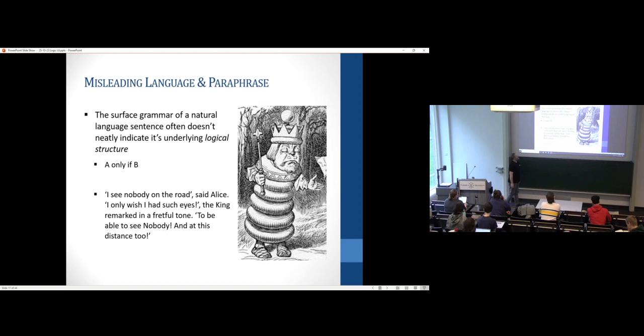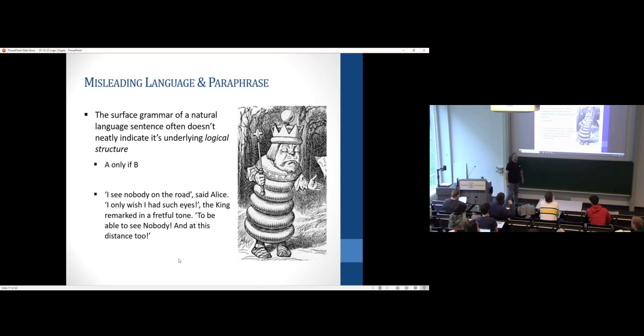So here are a few cases where English screws us over. The surface grammar of a natural language sentence often belies underlying logical structure. Here's the easiest one that I think a lot of people will identify with. A only if B, right? How hard was it to remember the logical structure of a sentence that says A only if B? It's so natural to read that as B conditional A. But that's wrong. It's A conditional B.